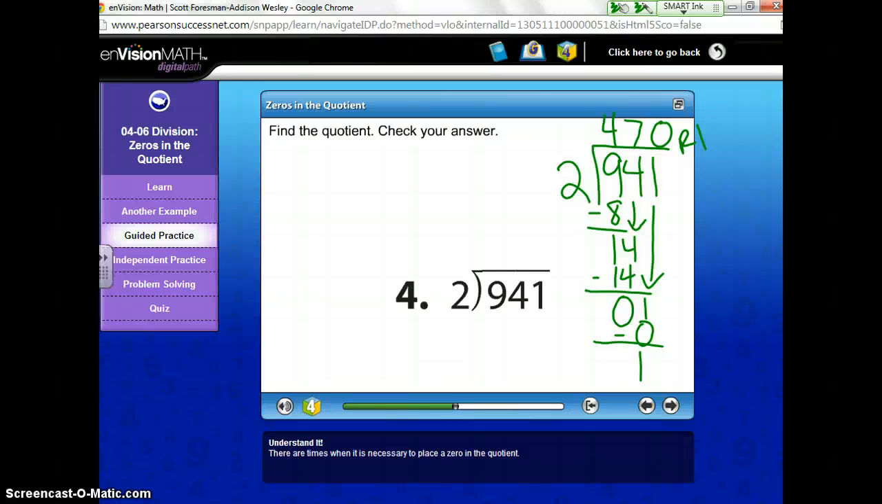Give me a thumb in the air if you got this one right. Okay, Eileen. We forgot to bring down the 1. Yeah. Okay. All right.